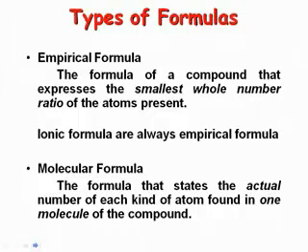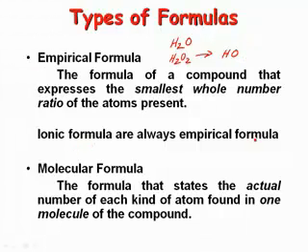Empirical formula is just the formula that represents the smallest ratio present. For example, if we had H2O, that is an empirical formula. However, H2O2 would not be an empirical formula. Its empirical formula would just be HO, because it represents 1 to 1 would be the empirical.